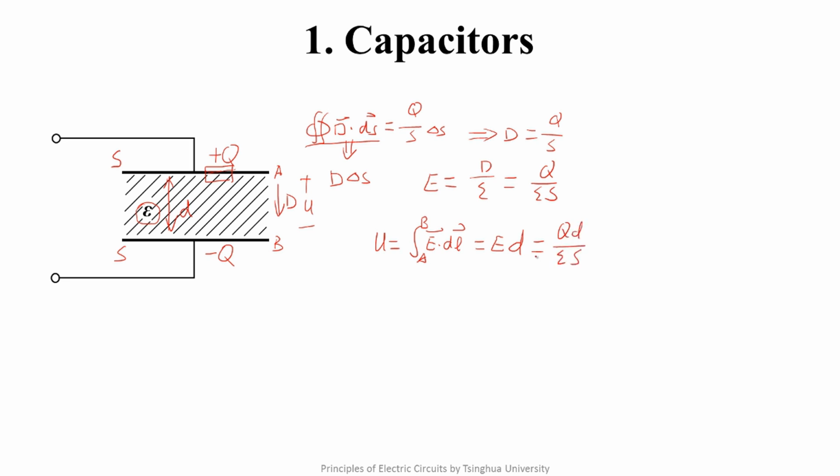Through the above analysis, we found that as long as charges exist, they will produce voltage U. So we can further define a new quantity, that is, C is defined as Q over U. So it is equal to epsilon S over d. The above derivation gave the most fundamental expression of the flat capacitor. Many practical capacitance calculations are obtained from this fundamental expression.